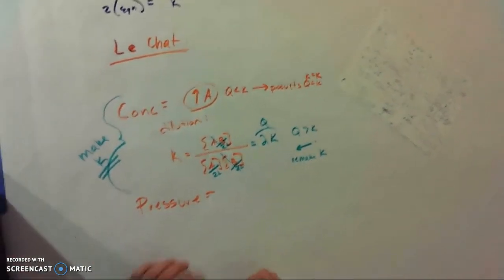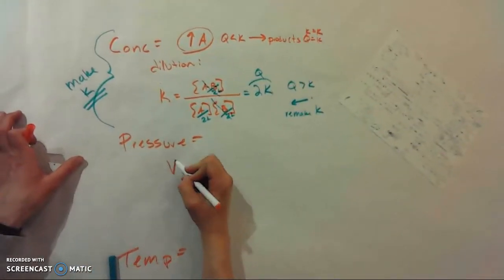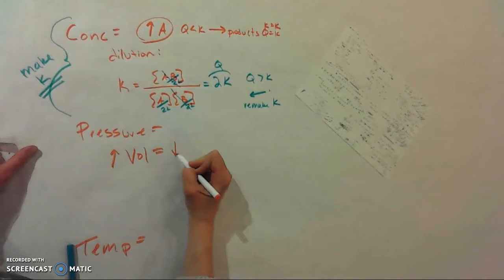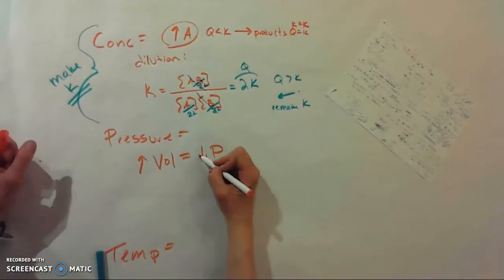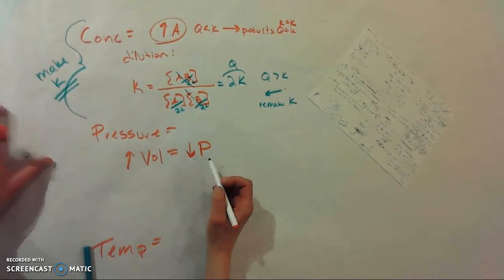Moving on to pressure. When we think about pressure, lots of times we think about volume. So I'm going to take my volume and I'm going to increase the volume. If you increase the volume, what you're doing is decreasing the pressure. You're creating a bigger area for things to live in. So the pressure is decreasing. So what happens with that? I like to think of it in a more simplistic sort of way.